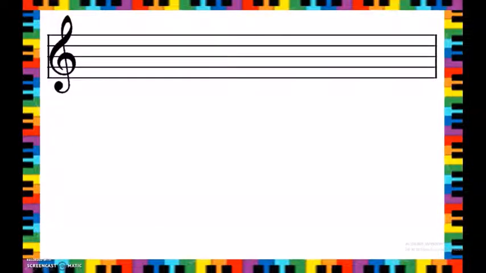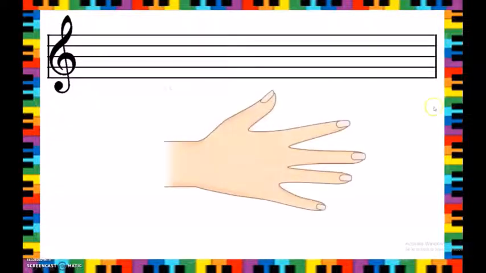In our body, we can have our staff, which is our hand. So, this is the first line, equivalent here, and the second line, the third line, the fourth line, and the fifth line. We have also the spaces, 4 spaces, so 1, 2, 3, 4.